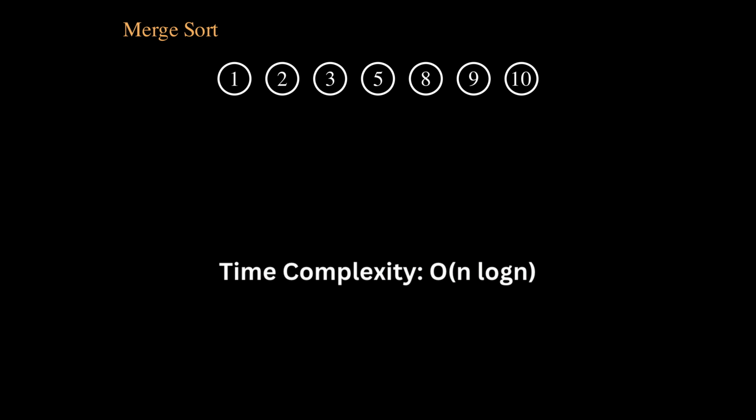Since the merge step is performed for each level of the recursion, the overall time complexity becomes n log n. The space complexity of merge sort is O(n) because it requires additional space for the temporary arrays used during the merging process.